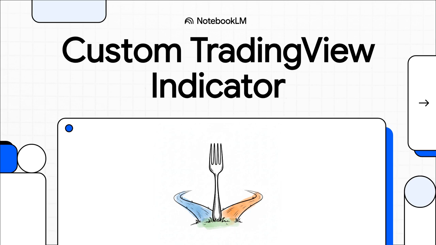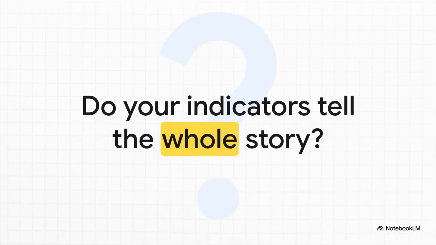right on your chart. You know the feeling, right? You've got your standard RSI or MACD up, and they're fine, but they're not really telling the full story for your strategy. You're constantly thinking, man, I wish I could just combine this with that, or if only I could tweak this one setting. Well, what if you could stop wishing and just start building?